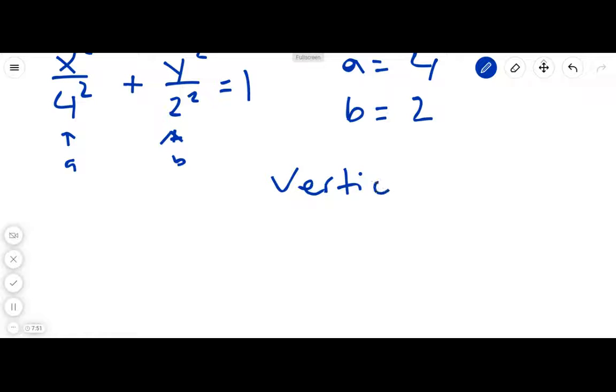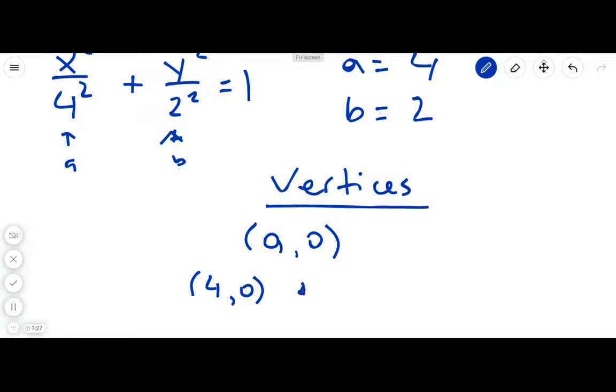Okay. So since a is with x, we know that the format would be a, comma, 0. So since a equals 4, on the graph, we would have 4, comma, 0, and we would have negative 4, comma, 0, right?